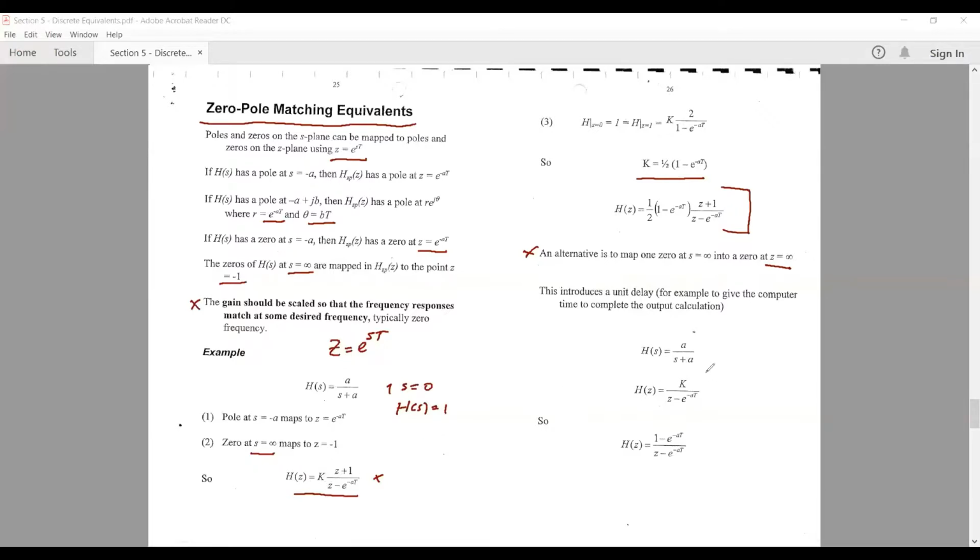So this equation becomes H(z) = k/(z - e^(-aT)), and then we can solve for k. When we substitute z = 1 and equate this to 1 using the same method described in 3 here, we get k = 1 - e^(-aT). Then the full form of H(z) is (1 - e^(-aT))/(z - e^(-aT)).